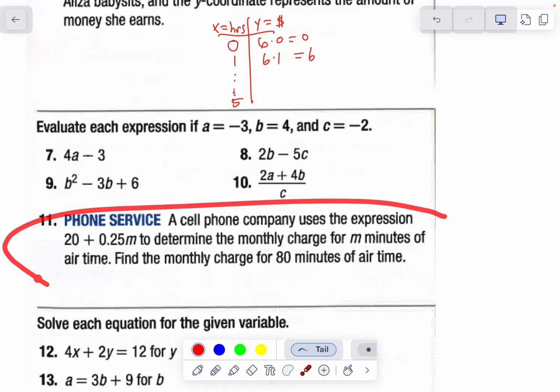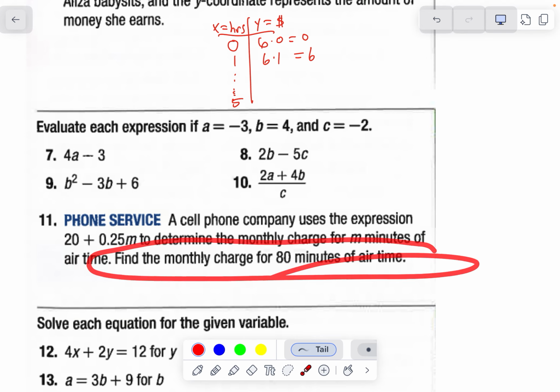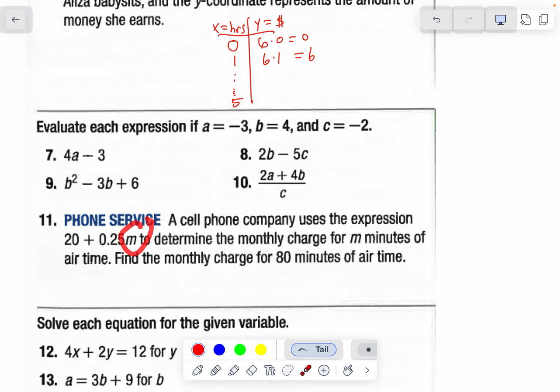Let's go to 11. 11 is under there because it is actually doing the same thing. M is minutes. Find the monthly charge for 80 minutes. All we're going to do is replace that M with 80 and calculate it. Please write it like money, monthly charge. So for 80 minutes, you would write it with a dollar symbol and go out to the nearest penny. Okay.